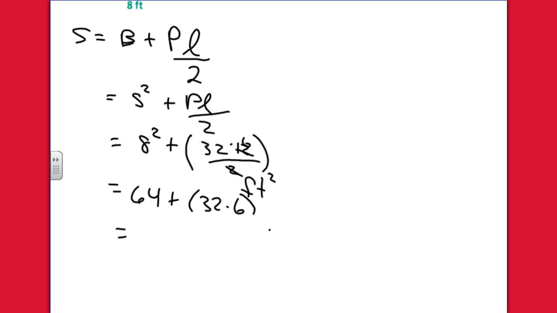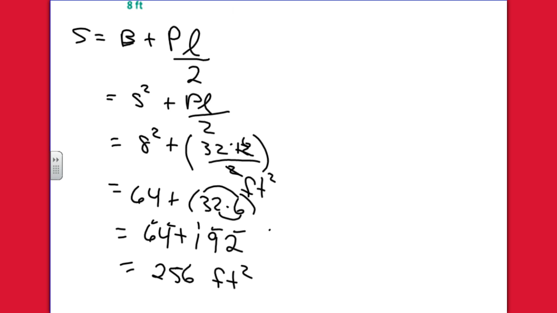And now 32 times 6 is simply 30 times 6, which is what? 180 plus 2 times 6, which is 12. 180 plus 12 is 196. I mean, 192. And now we can add horizontally, we can kind of practice that. 4 plus 2 is 6, and 6 plus 9 is 15, so carry 1 up here, and we have 256 feet squared. Excellent. Okay, so put away the calculators and try to do these calculations as much as you can, right?